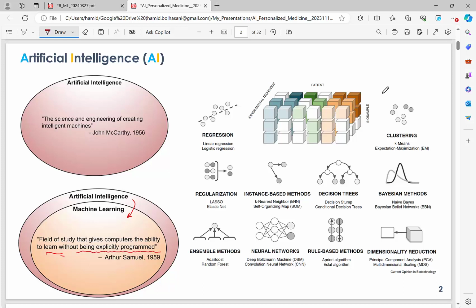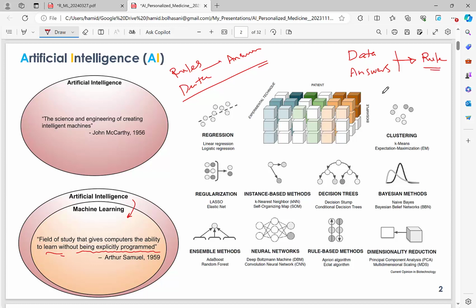It's very important. In traditional programming, we had some rules and also some data, so it would lead to some answers. But in machine learning, we have some data and we have some answers, and it will give us some rules. And so in machine learning and deep learning we want to find some patterns, we want to find some rules.